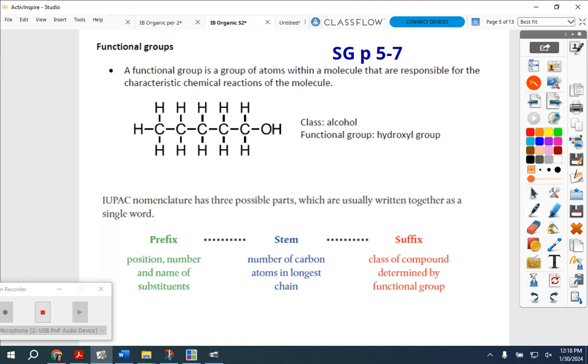The only two suffixes we've used so far are ane and ene, right? I don't know what the plural of suffix is. So the ane tells you that it's an alkane, that there's only carbons and hydrogens, only single bonds between the carbons. The ene tells you that there's at least one double bond between the carbons. There's a whole bunch more for all of the different types of functional groups.